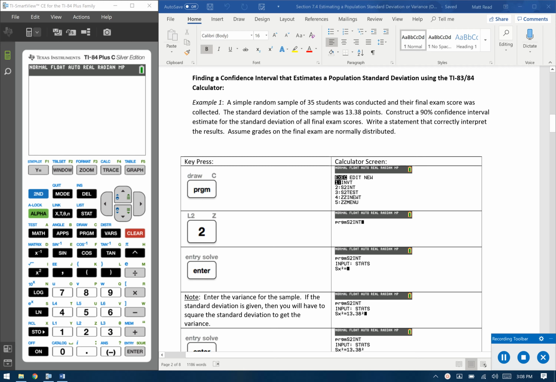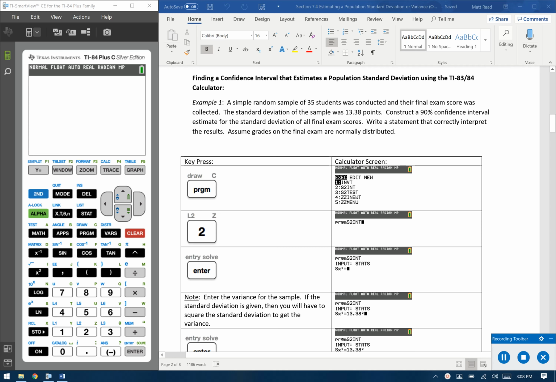This video will walk you through finding a confidence interval that estimates a population standard deviation using the calculator. A simple random sample of 35 students was conducted and their final exam score was collected. The standard deviation of the sample was 13.38 points.